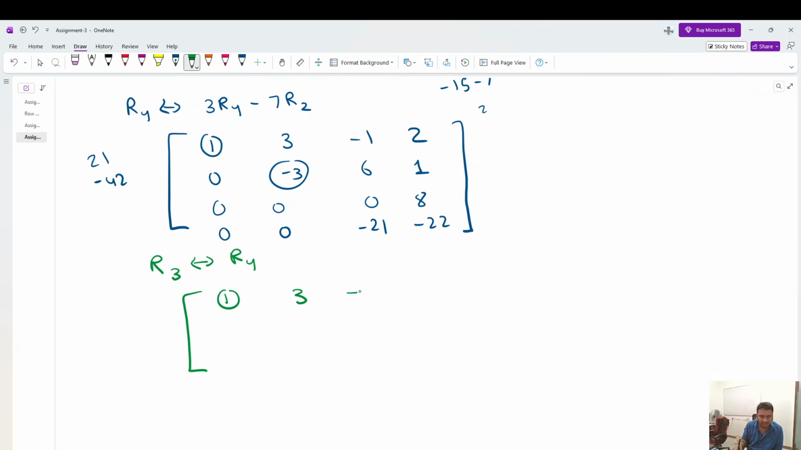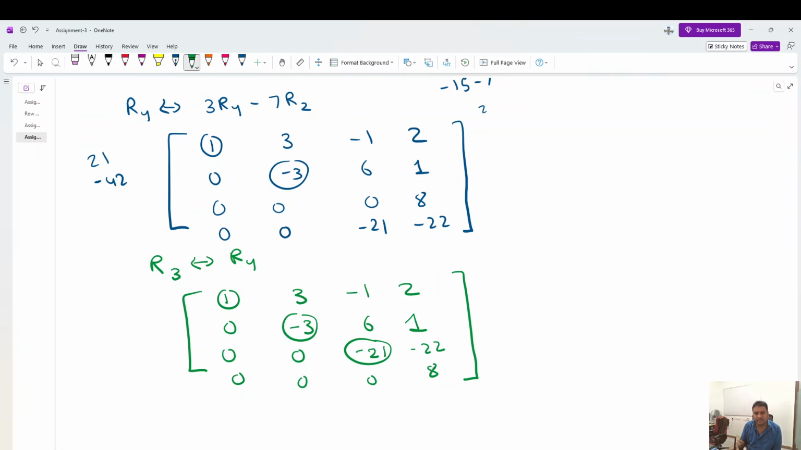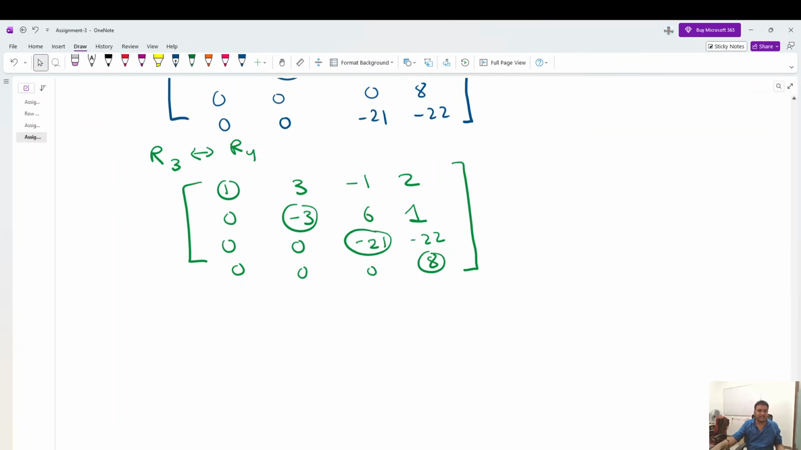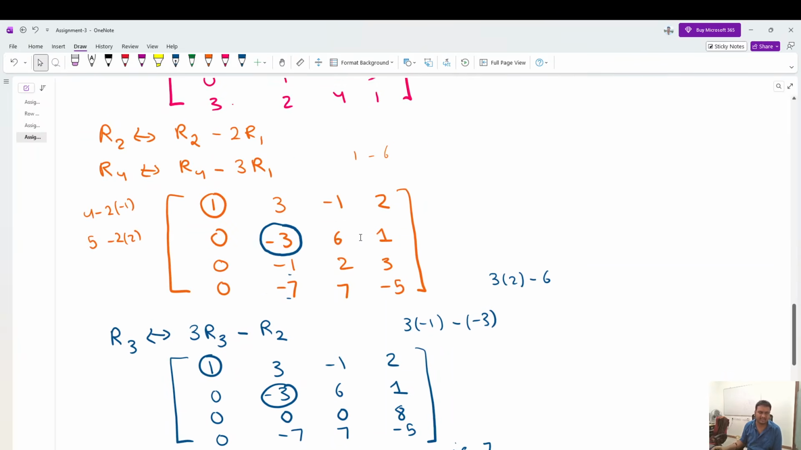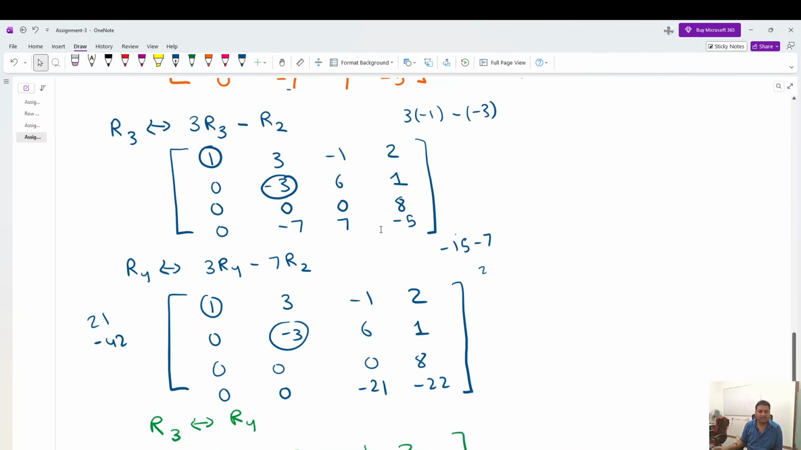1, 3, minus 1, 2, 0, minus 3, 6, 1, then 0, 0, minus 21. This will become your pivotal element. If you haven't observed, you will observe when I write the last row. And below 21, everything should be 0, which is true. So this is in fact a row reduced echelon. You may have done it in a different way. This is a row reduced echelon form for this matrix. Okay, I hope you understood it.